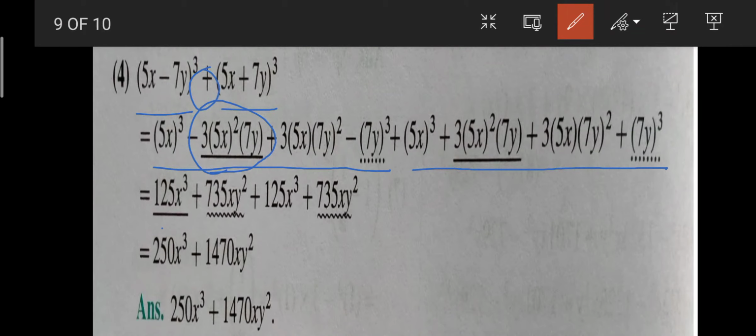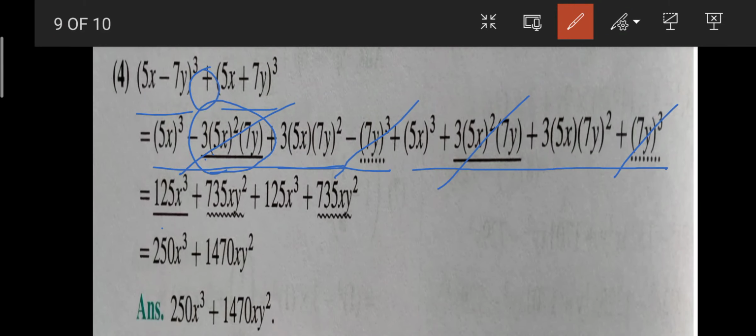And now one thing that we will do is take this minus 3 into 5x square into 7y and plus 3 into 5x square into 7y, because it is a minus and a plus, so they will cancel. Here also it is minus 7y cube and plus 7y cube, that will cancel. Okay, so what is left here?